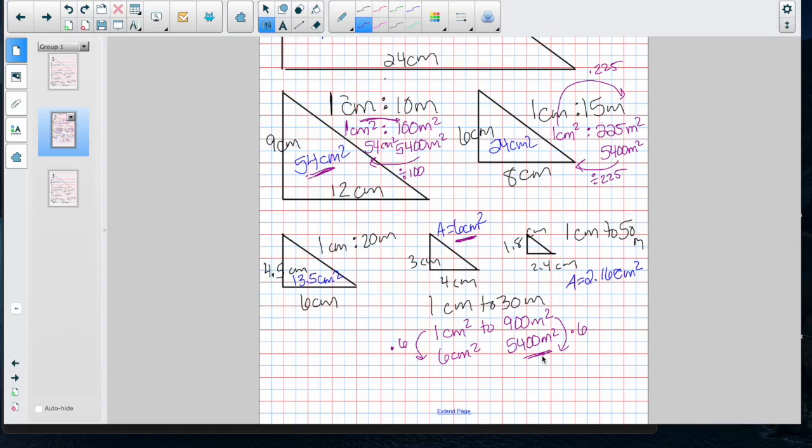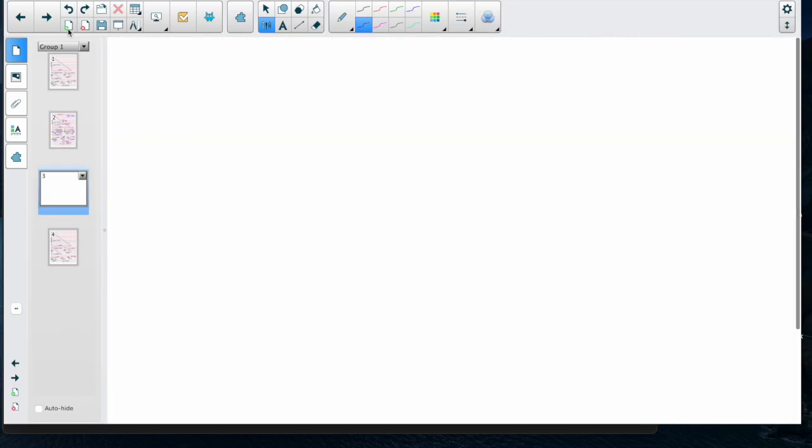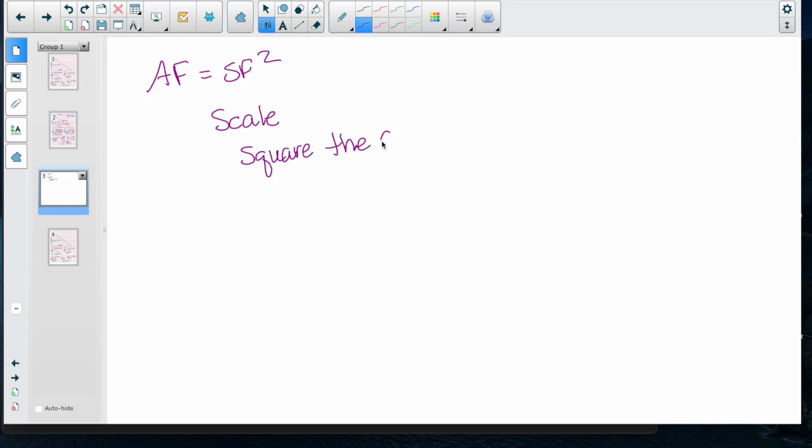So just like area factor is equal to the scale factor squared, when we talk about scale, if you square the scale, it will give you the scale for the area.